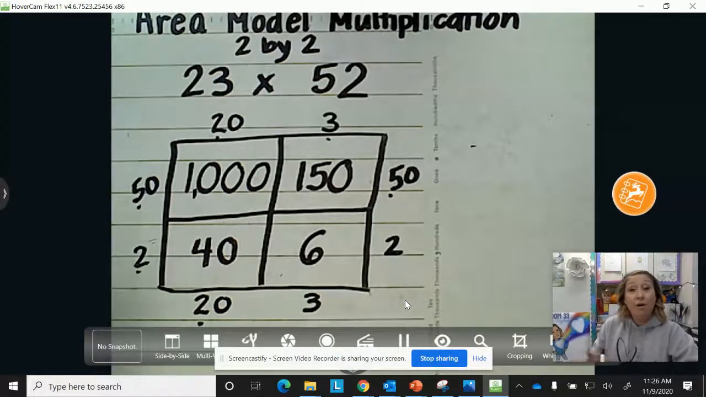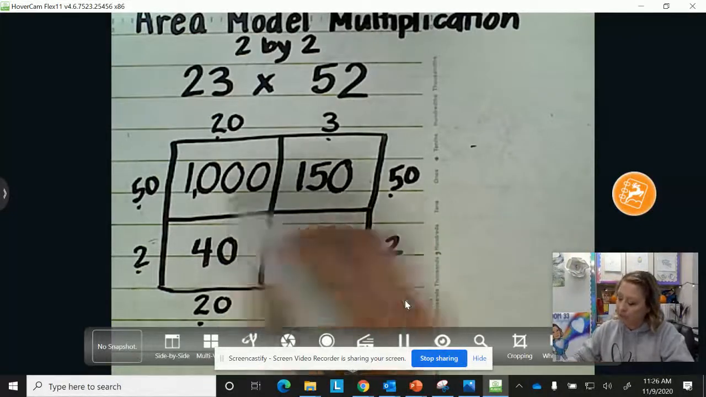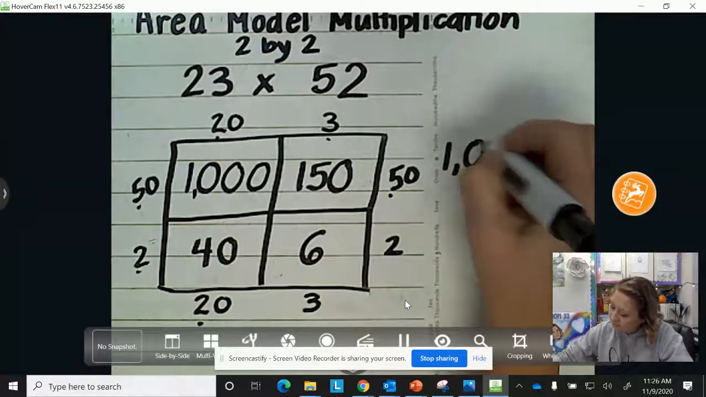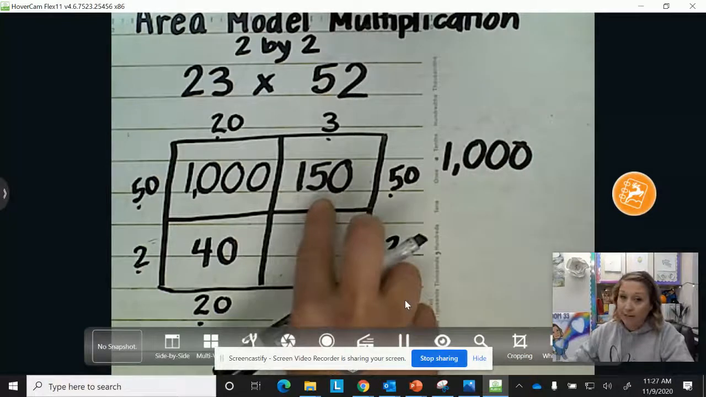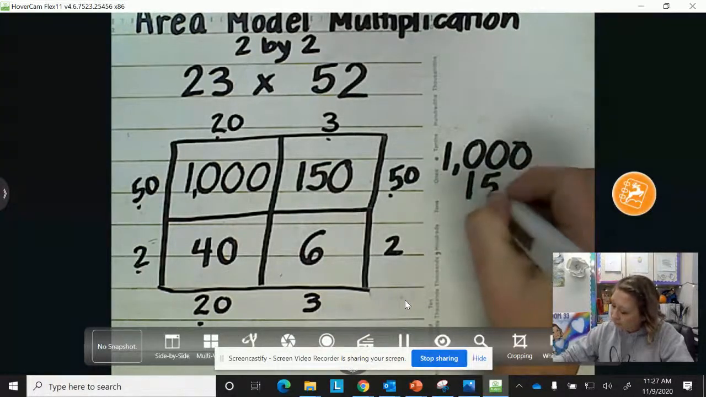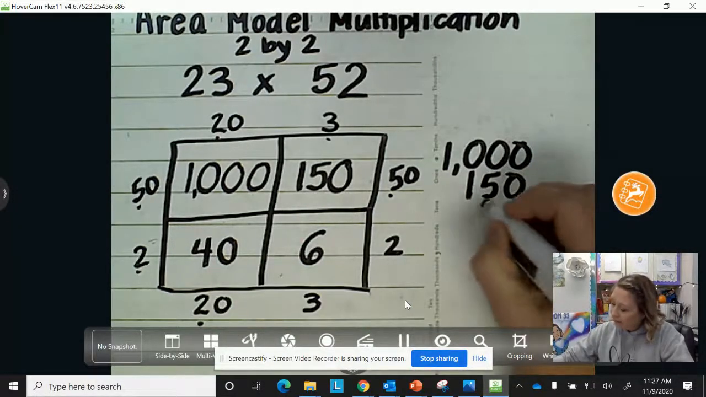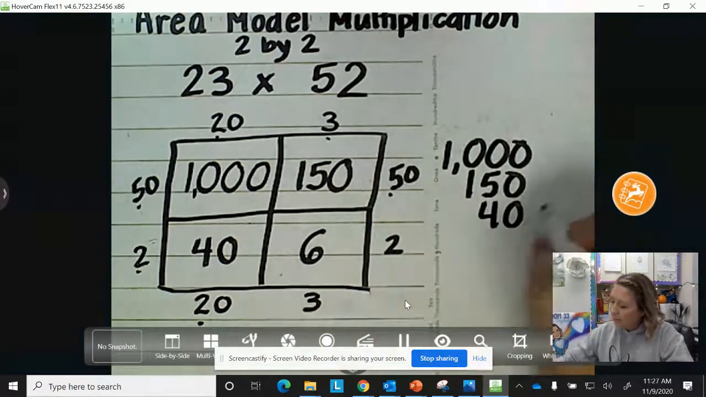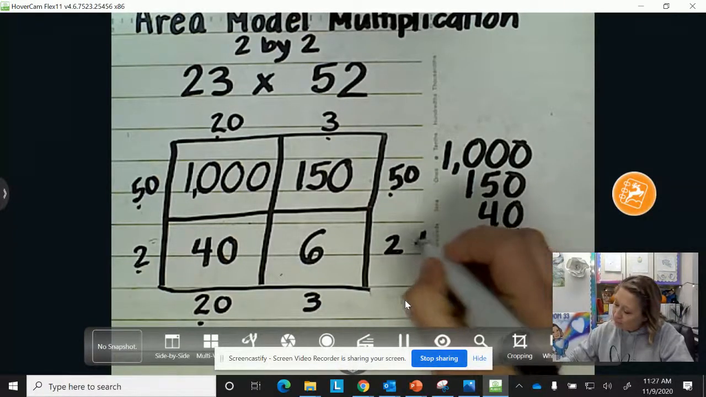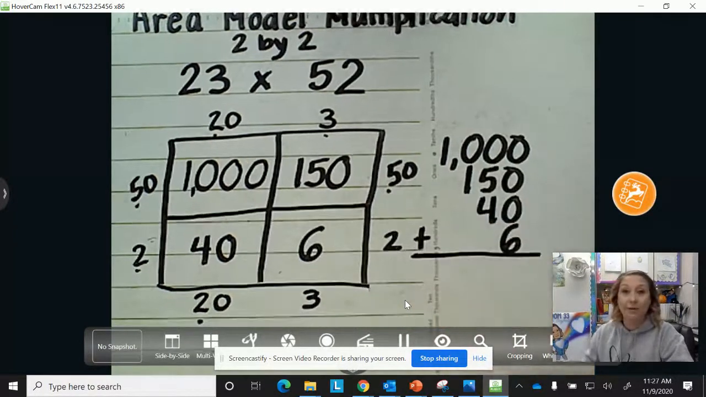So now I've got all 4 of these numbers, and it's important that I line them up straight and add them. I always go from biggest to smallest. So I'm going to start with 1,000. Then I'm going to add 150. Then I'm going to add 40. Then I'm going to add 6. Make sure you line your numbers up correctly, or else you're not going to get the right number.